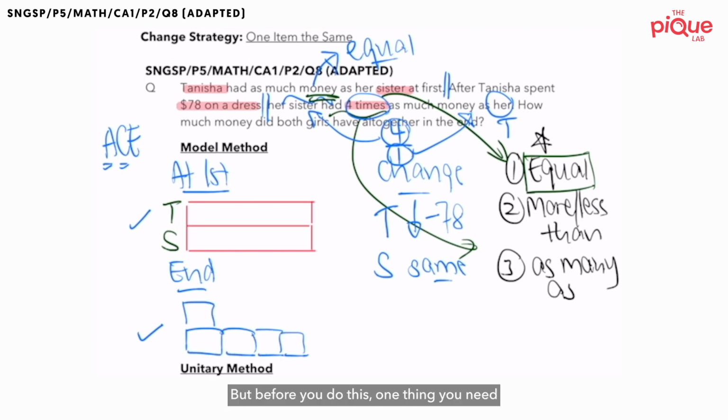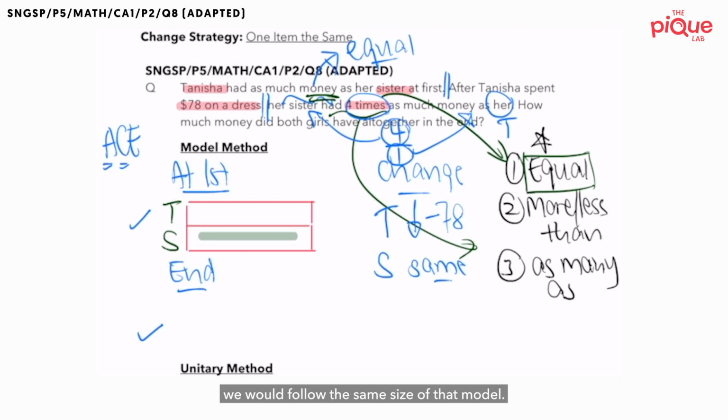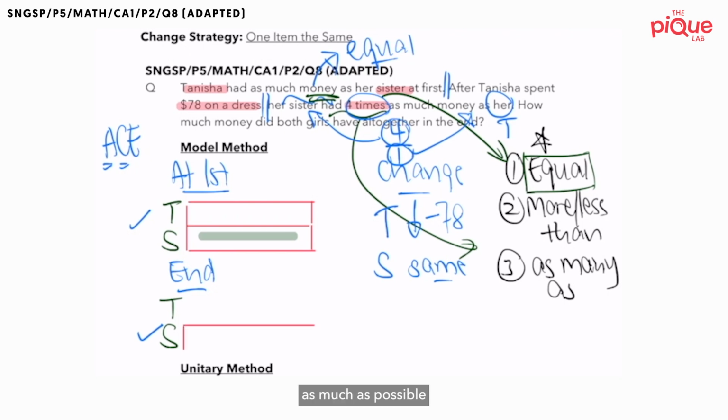But before you do this, one thing you need to note is this is a specific strategy that we need to employ. So we need to check for what is kept the same. Why we need to do that is because whatever that is kept the same, we would follow the same size of that model. So between Tanisha and her sister, I will start off with the sister first, and I will draw the exact same size of the model as much as possible to represent the sister's amount of money that she has, because the amount of money that she has did not change. Given that I know this bar is made up of 4 units as what we have identified earlier, I'm going to cut this bar into 4 parts.